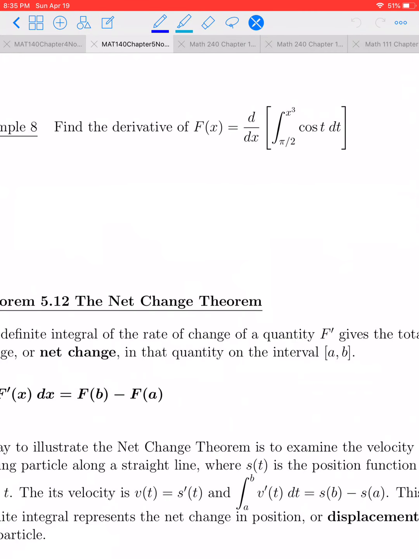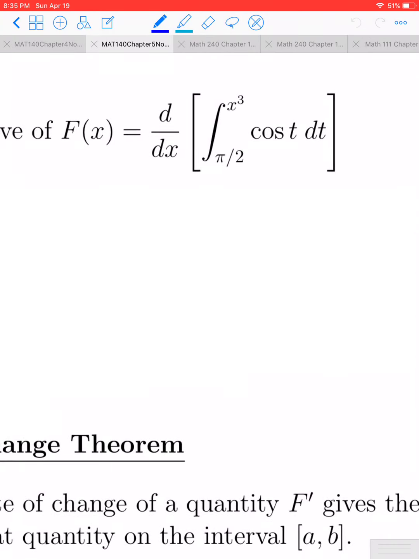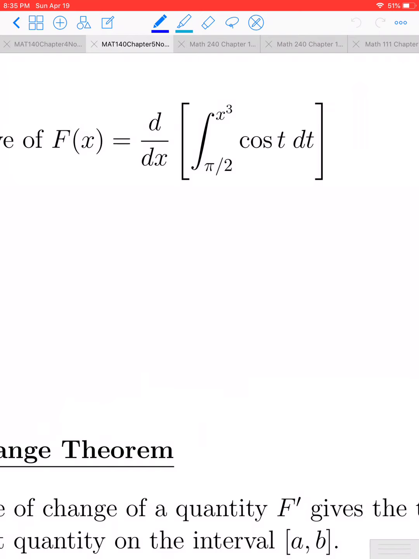Let's take a look at another one. Let's take a look at example 8. Here we have capital F, which is defined as the derivative with respect to x of the definite integral from pi over 2 to x cubed of the cosine of t dt. Okay, so what's happening here? Well, it's very similar. We're taking the derivative of a definite integral. Our upper bound is not x this time, it's actually a function of x. It's x cubed.